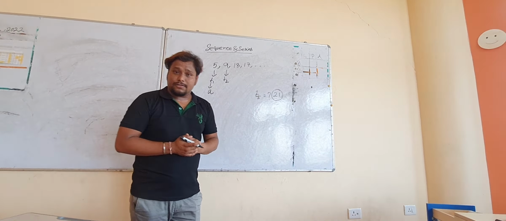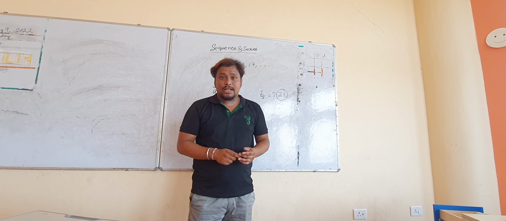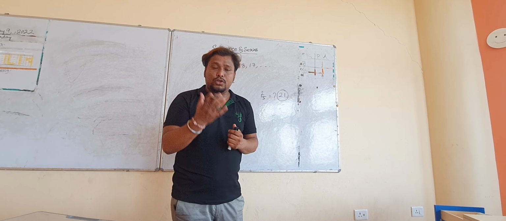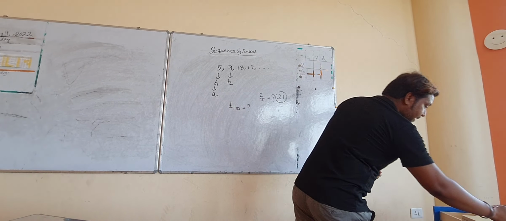But if I want to ask you, children, what do you mean by the value of T100? Suppose then you have to calculate: this is T1, this is T2, this is T3, this is T4, like that. We have to calculate up to 100 terms. So for that, I want to show you a very simple method. What is it? Let's see.